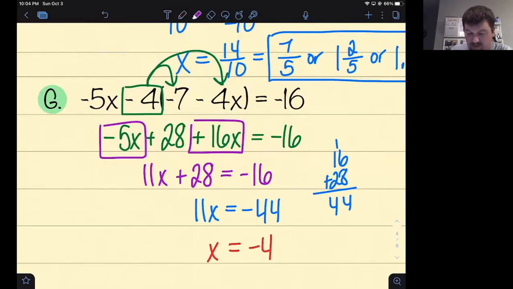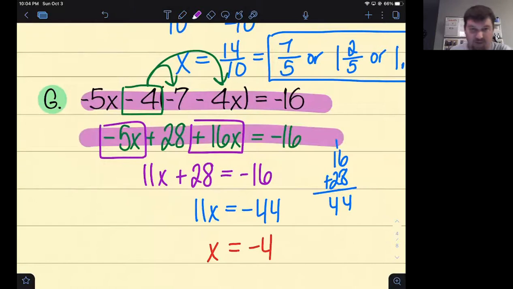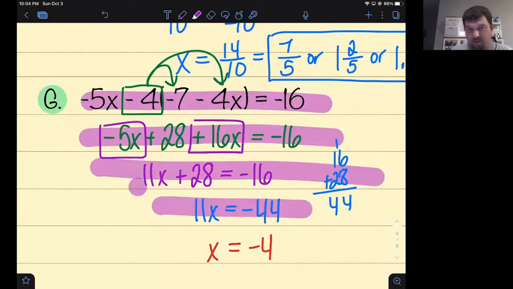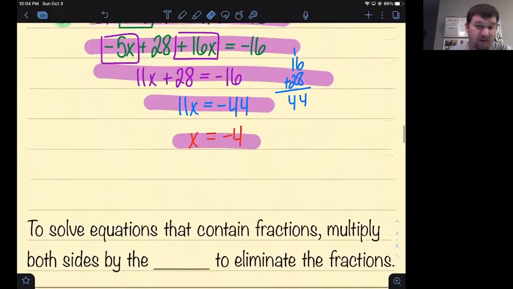So again, the minimum work: write down the equation, write down what you get when you distribute, write down what you get when you combine like terms, write down what you get when you subtract 28, and write down what you get when you divide by 11. So these are why they're called multi-step equations, because we're not just going to do one step today. We're going to do multiple. It could be 2, 3, 4, 5 steps.